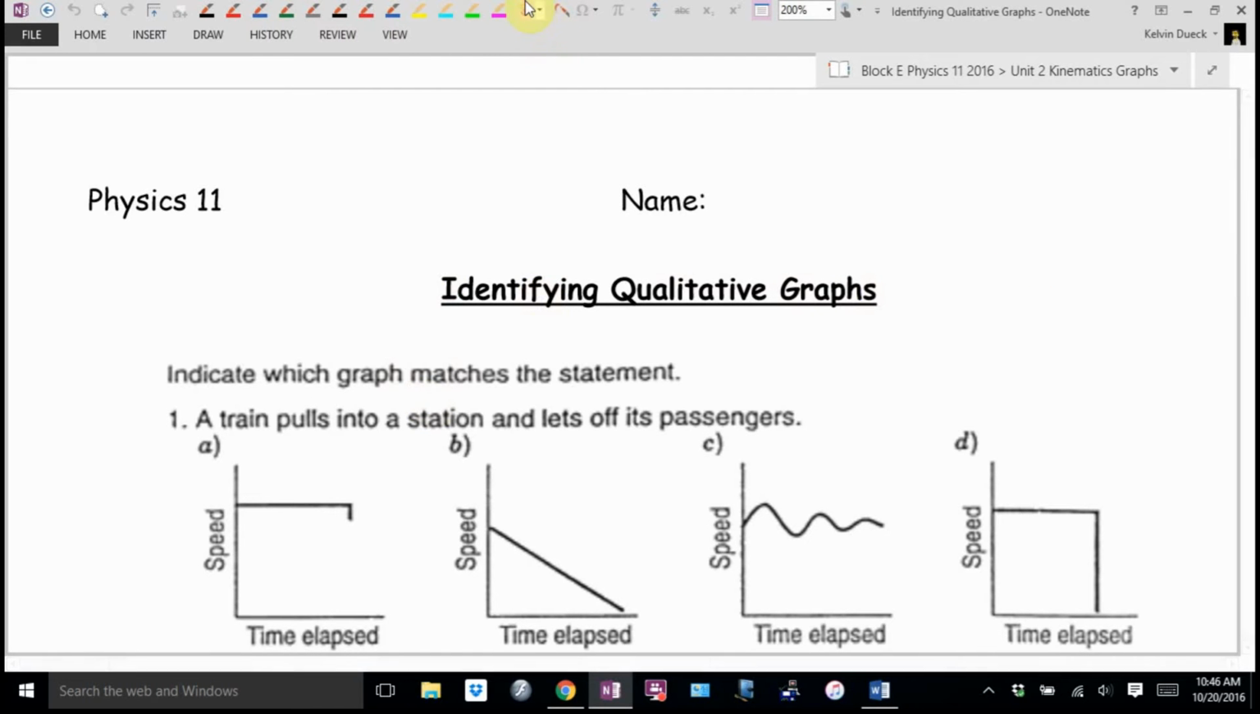On the y-axis we have speed, and on the x-axis we have time elapsed. Speed versus time elapsed. There are 4 different possible graphs. I'm going to tell you that one of them is probably the best answer if you were graphing what a train would look like as it pulled into its station and let off its passengers. So we have graph A, graph B, graph C, and graph D, and I'm going to ask you to vote which one you think is best.